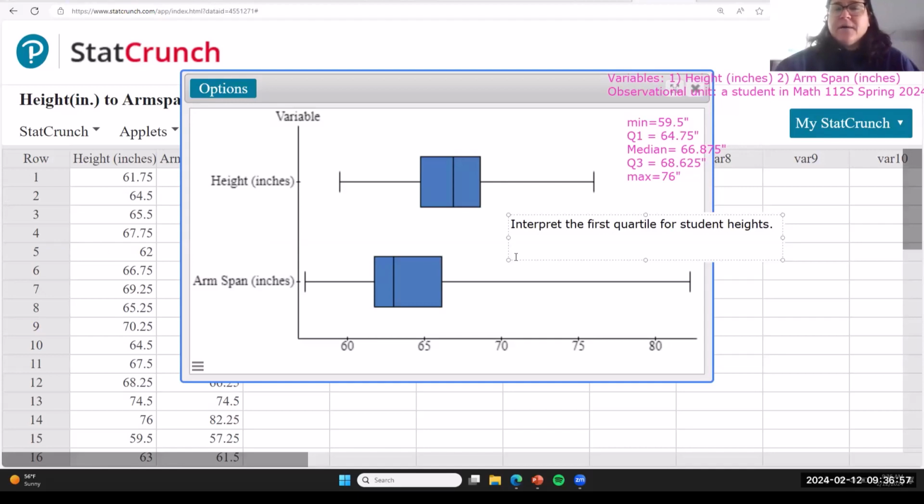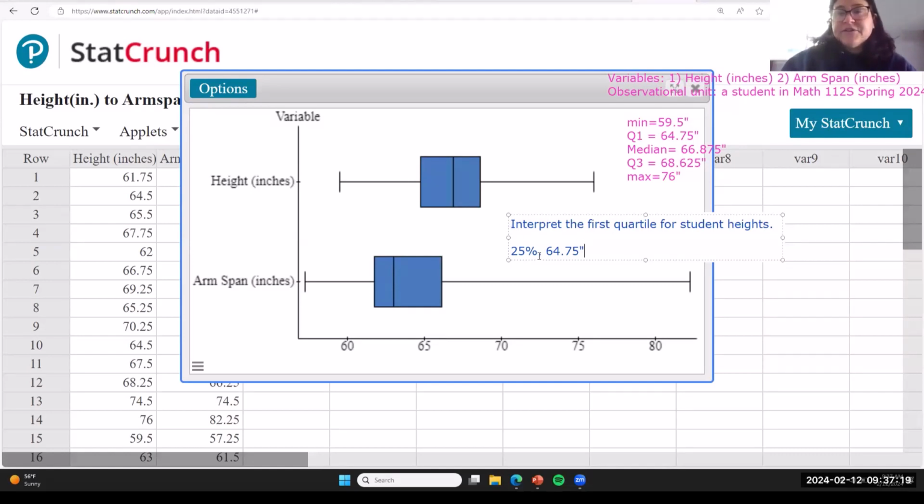And then, so 25%. And then what is the actual value of the first quartile? That's up in our list. That's 64.75 inches. So we've got to make sure we have our units on there. So those are the two things we need to connect.